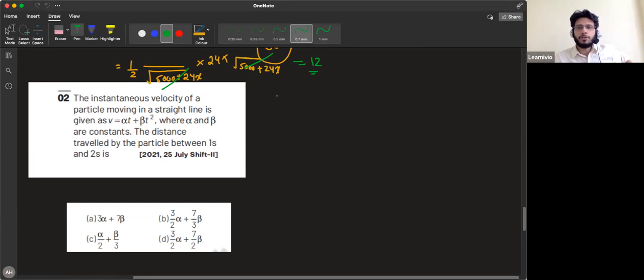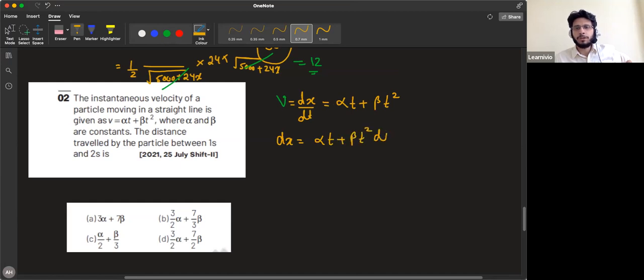See, you can write that your velocity is dx over dt, which is equal to alpha t plus beta t square. So you can simply write this as dx is alpha t plus beta t square into dt. So integrate. The distance between 1 second and 2 seconds, so time is from 1 to 2. This is x naught to some x. So when you integrate it, this is x minus x naught. This x minus x naught is your distance.